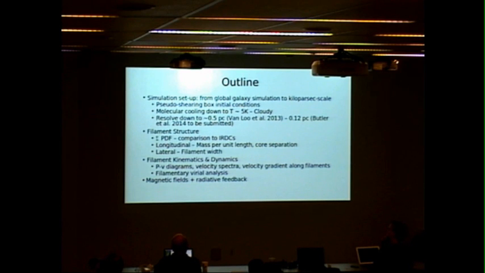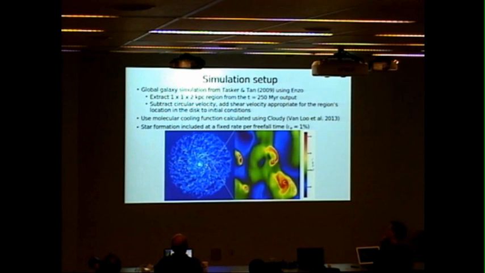And finally, I'll end by commenting briefly on what role we expect magnetic fields and radiative feedback to have on our results. So our simulation is extracted from this global disk galaxy simulation that Elizabeth Tasker ran in 2009 using ENZO. So we selected a 1 kiloparsec region that contains a number of interacting GMCs.